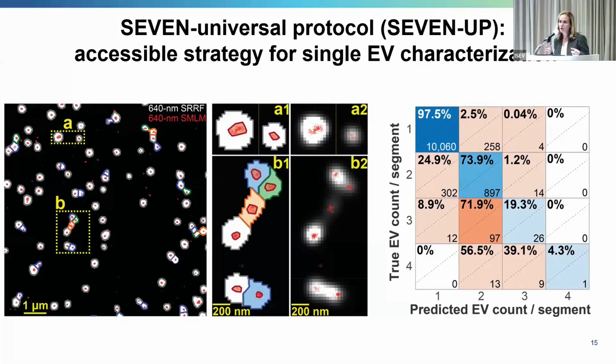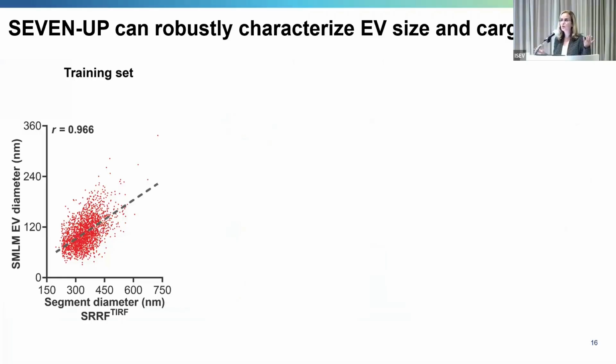But remember that our machine learning model had very few of those multiple segments, so this was really expected. So the method works really nicely. And we still need to look at the sizes, the molecular count, so we can do really lovely correlations. And this is our training set.